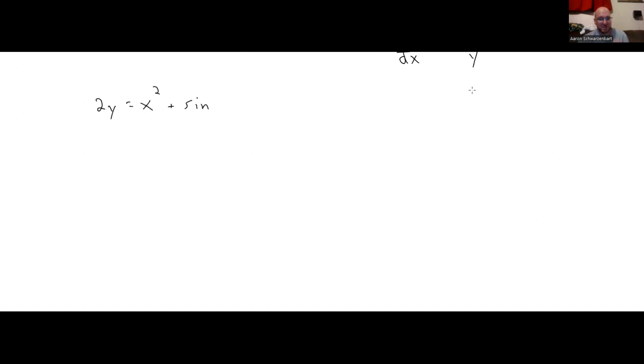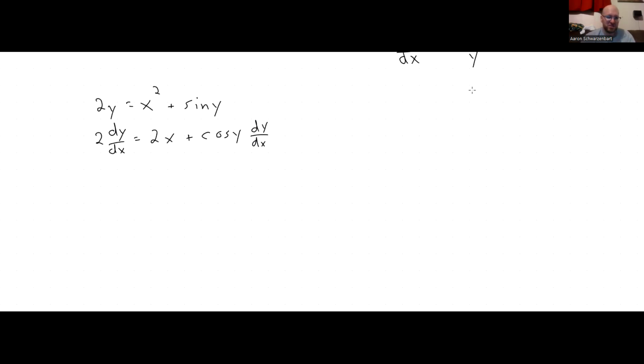Okay, so I start with 2y. The derivative of 2y is 2 dy/dx, equals 2x plus the derivative of sine, which is cosine y, but then as the chain rule says, I need the inside. The derivative of the inside is times dy/dx.